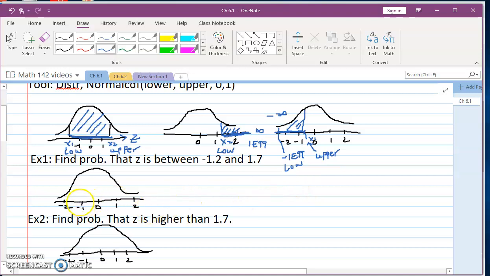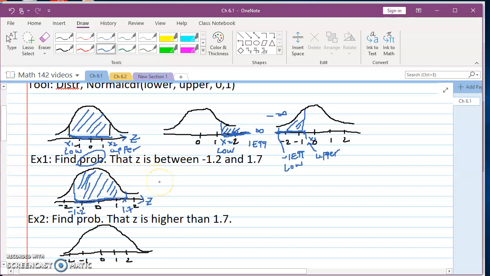So you would draw negative 1.2, mark it here. Usually when you do this kind of question, you would draw a z normal curve. 1.7 is here. This is anything that is between negative 1.2 and 1.7. And to find probability is to find area. So we would shade this area. So it boils down to what is the area under this normal curve.